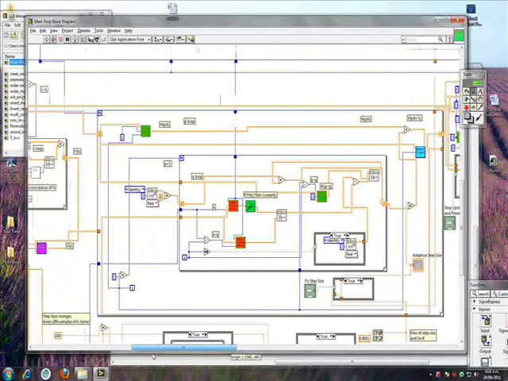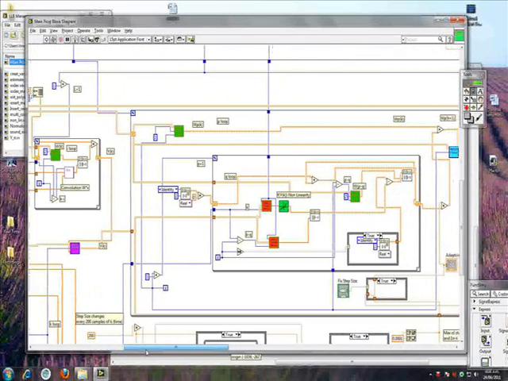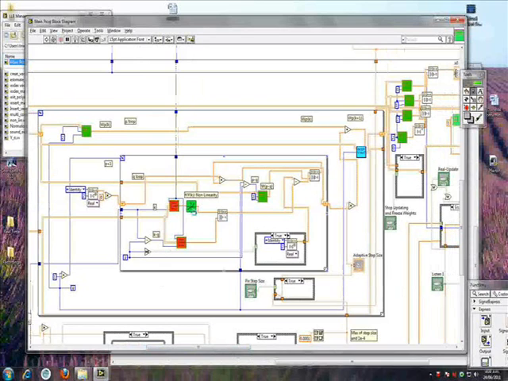Here's the program written in LabView. It's quite complicated because there's quite a lot of loops. Although it's computationally intense, it's not that difficult to program.